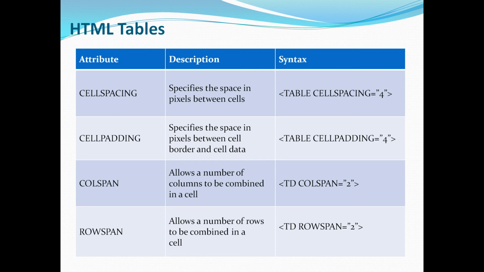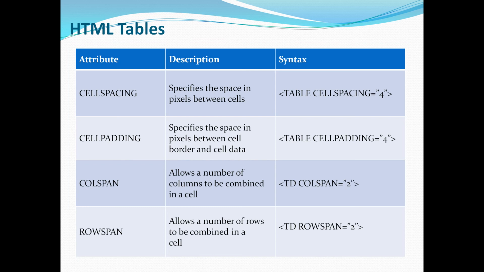The next one is col span. It allows a number of columns to be combined in a cell. If you want to combine multiple columns, we can use col span. By using col span, we can combine the multiple columns. Here the example is TD col span equal to 2. The next one is row span. Row span is used for the number of rows to be combined. If you want to combine multiple rows, then we can use row span. The example here is TD row span equals 2.